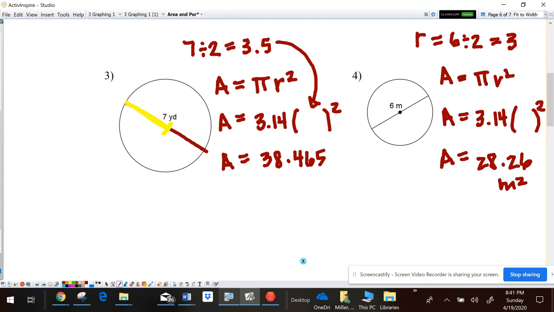All right, hopefully that was pretty easy. Y'all can go over to the quizzes. There are 10 questions. Remember to check if you have the diameter. If you do, you need to divide it in half, or the radius, and plug it into your formula. Area equals pi r squared.